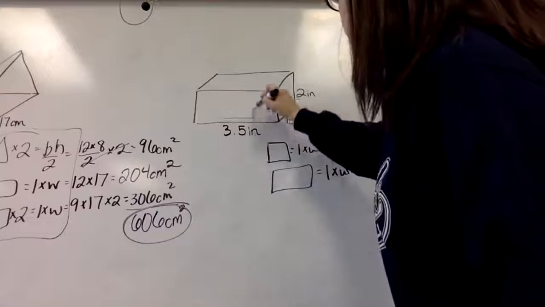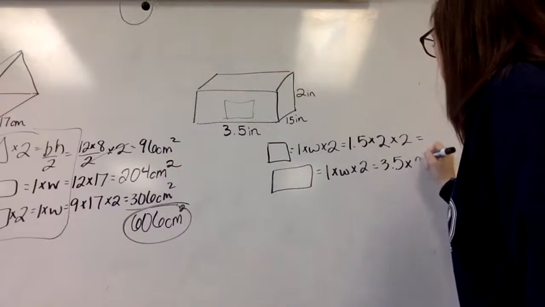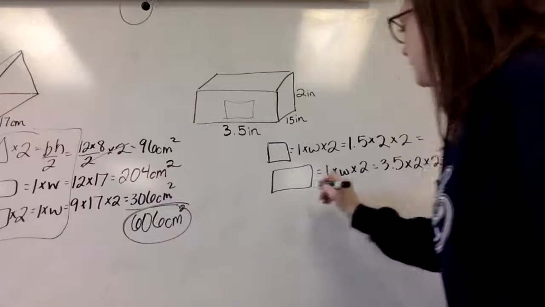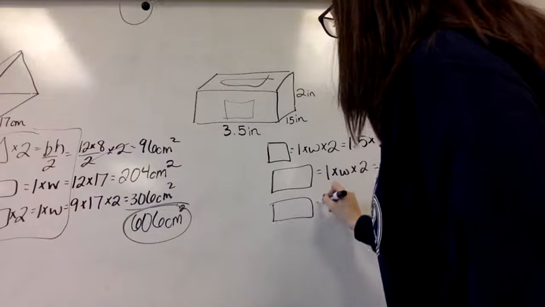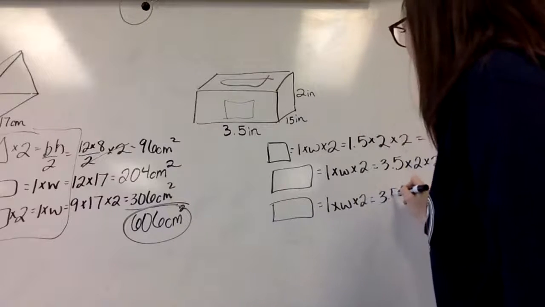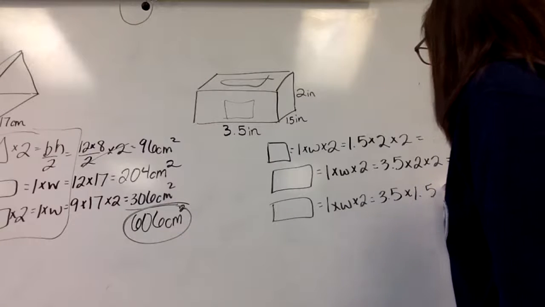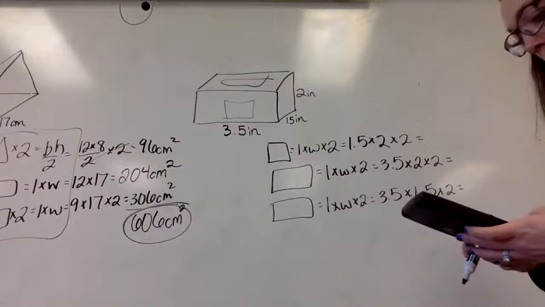Then I've got 2 rectangles that are length times width times 2. And I'm going to do this front one right here. So 3.5 times 2 times 2. And then I'm going to do the top one that is 3.5 times 1.5 times 2. All right, so now I have it all written out. Now I'm going to do the math.